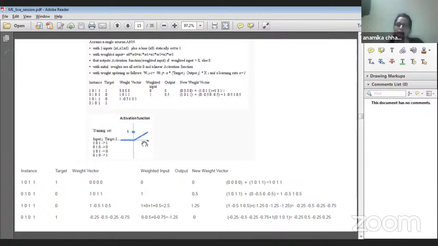In the image, you see 2 and 1. When input is 2, then output is 1, and so on. So you can understand that when the input is 1, you half it. So that's why we are using this activation function.